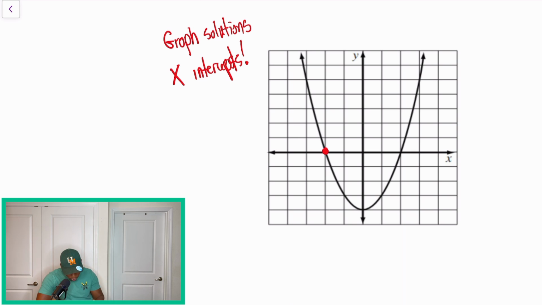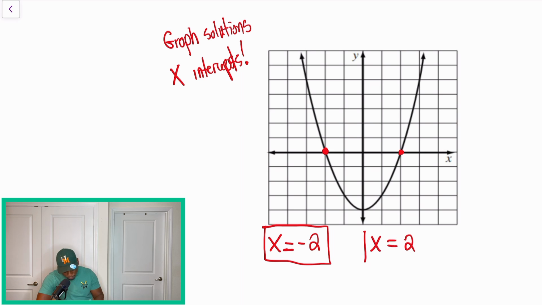So once we go on this graph, here goes my first x-intercept. So we know x is equal to -2. That's our first 0. And then our other is going to be x is equal to 2.